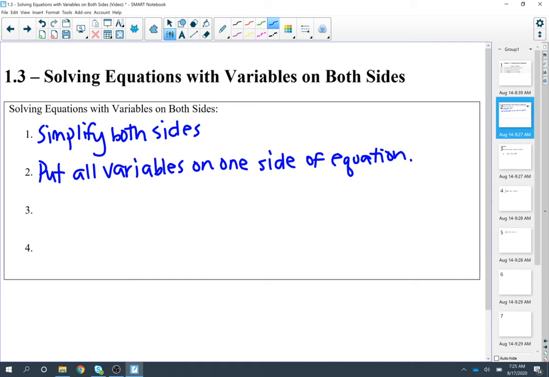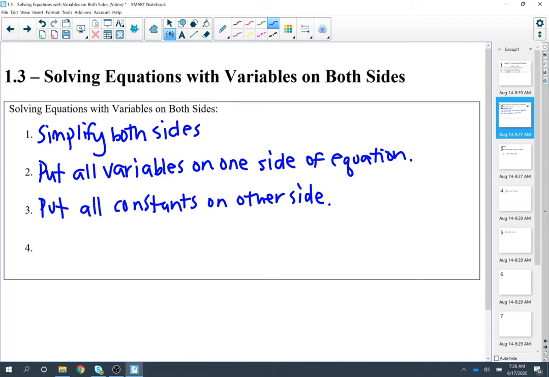And you can pick. If you have variables on the left and the right, you either want to move them all over to the left or all over to the right, and that will be your choice. Step 3, put all constants on the other side. Variables are what have your x or your y or your z. It's what you're solving for. Let's say you decide to put them on the left. That means all of your constants, or all of your numbers, you're going to try to collect on the other side, which would be the right.